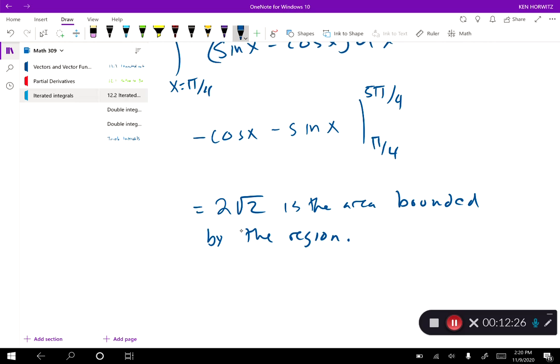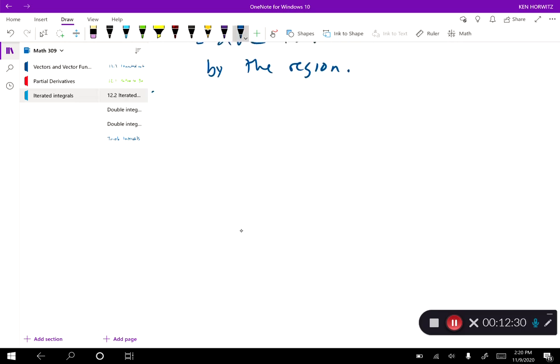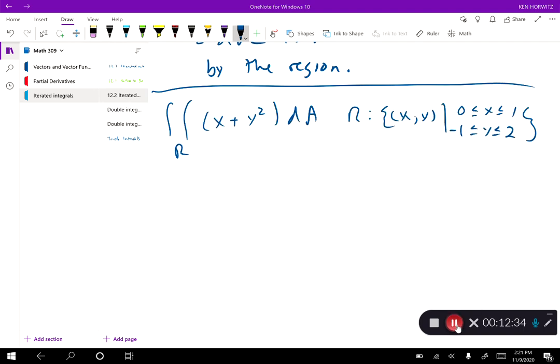Sounds good. All right. So in our next example, we're going to add in a surface. So let's prep for that. Here's our next example. Looks just a little bit different. I have a double integral. R means over a region. Now I have a function here.